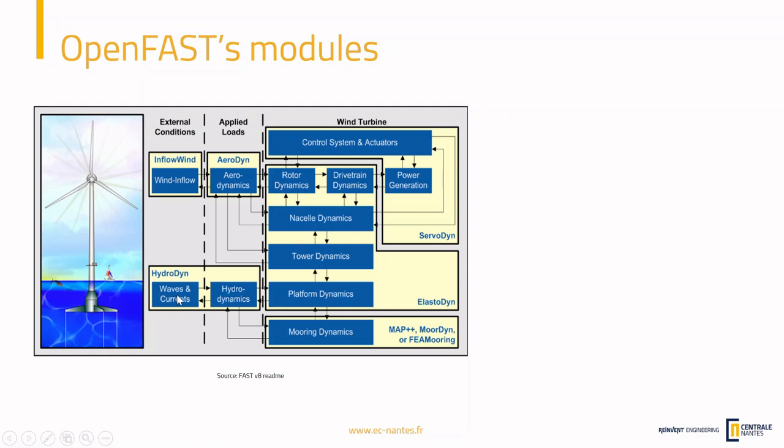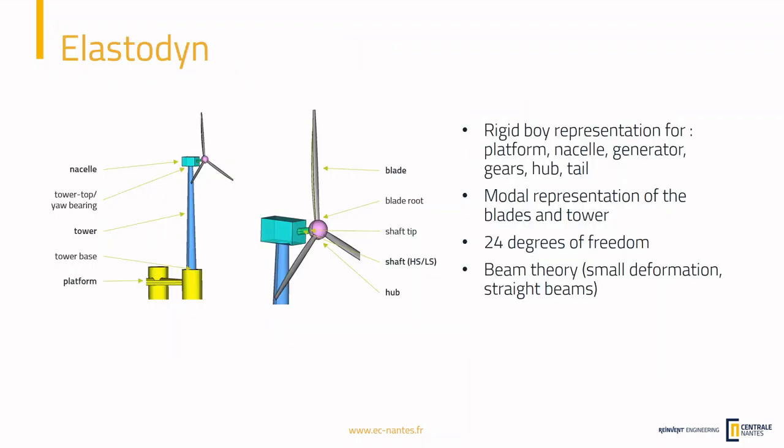We have the HydroDyn module for the waves, currents and the hydrodynamic loads. We have AeroDyn and the InflowWind module for the wind and the aerodynamic loads. We have the mooring with several modules that can be used. We have ServoDyn, which is a module for the power generation and the control system of the turbine. And the goal of this tutorial is to guide you through each of the modules one by one. And we will start with the ElastoDyn module.